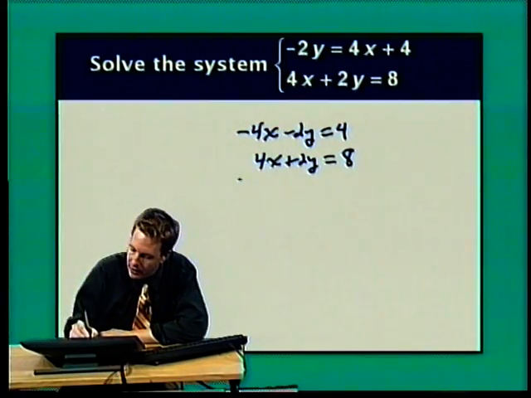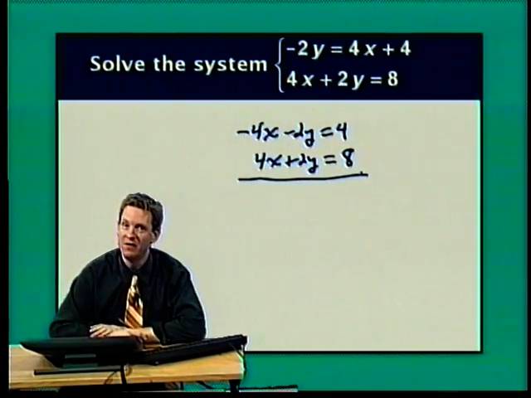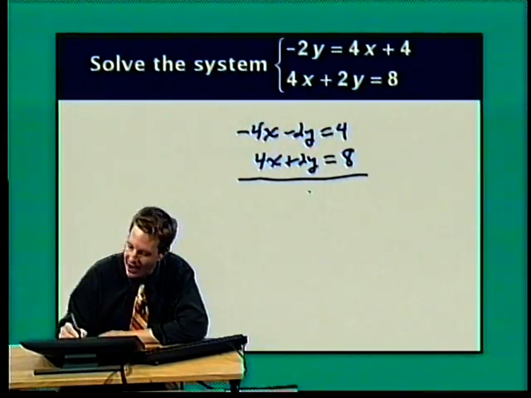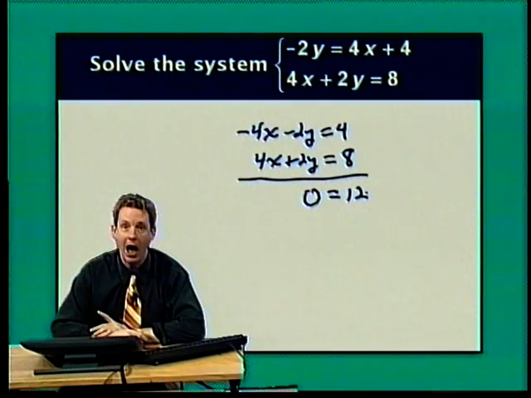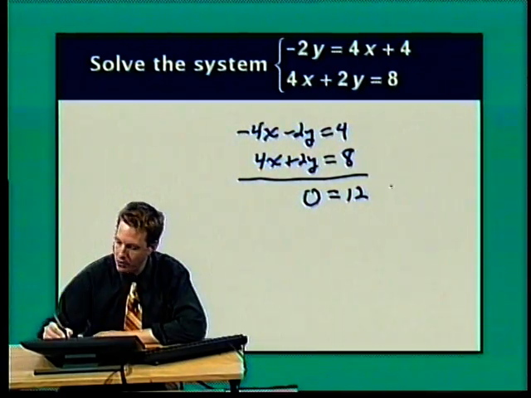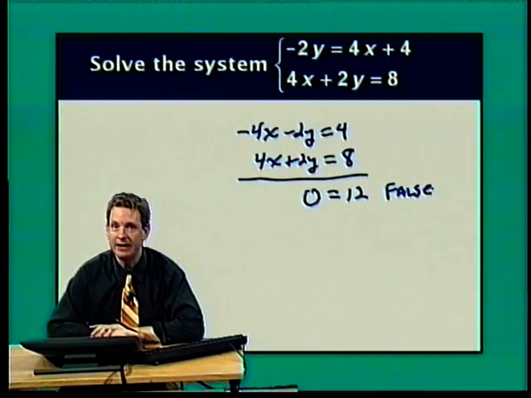So let's do that. Negative 4x plus 4x, that's 0x. Negative 2y plus 2y looks to me like we got a 2-for-1 special. Y was eliminated as well. That's 0y. All we're left with on the left side is 0. On the right side, we have 4 plus 8, which is 12. I don't think 0 equals 12. It doesn't matter how hard I try, I'm not going to find a value of x and a value of y that makes 0 equal 12. This is a false statement. Consequently, it must be the case that the system of equations is inconsistent. The system of equations has no solutions.